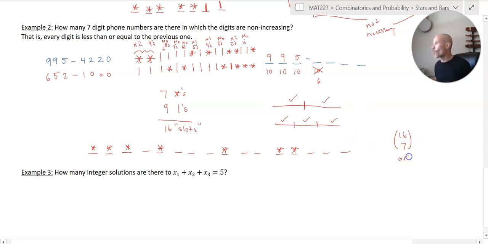Combination 7, or you could also have 16 slots, and I'm going to pick 9 of them into which to place the bars, and then the remaining 7 will get stars. So if I did 16 combination 7, I get 11,440 different phone numbers.